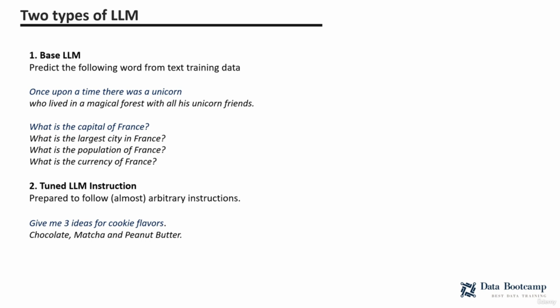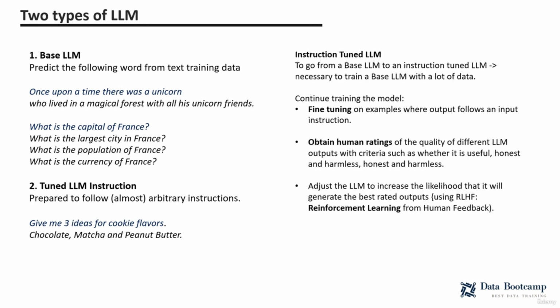On the other hand, the optimized model is specifically trained to follow instructions. These models are designed to respond to almost any given instruction. For example, if we ask the ChatGPT model to provide 3 ideas for cookie flavors, it will generate those ideas, such as chocolate, matcha, or peanut butter, instead of simply completing the sentence. How do we obtain this second type of model that can respond and follow instructions? It requires an additional training process of the base model.